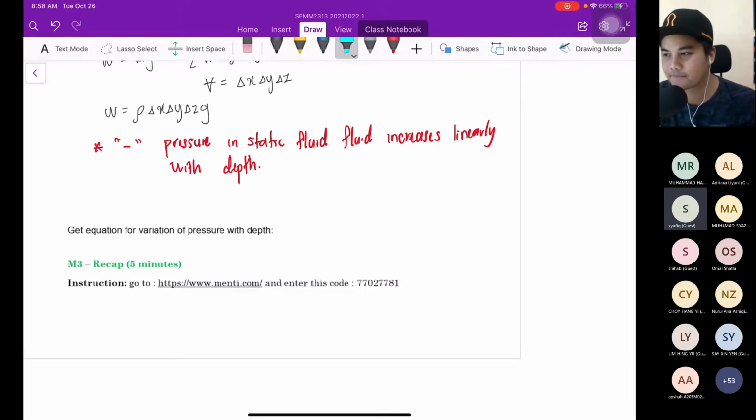Magnitude increases. Don't confuse, the negative symbol is the direction only.